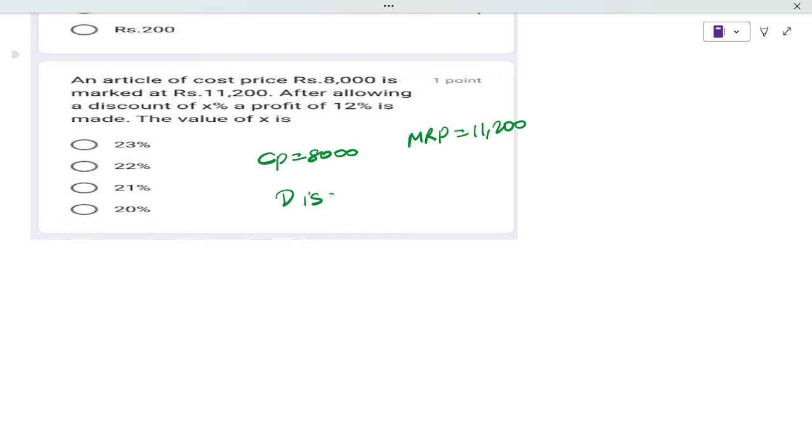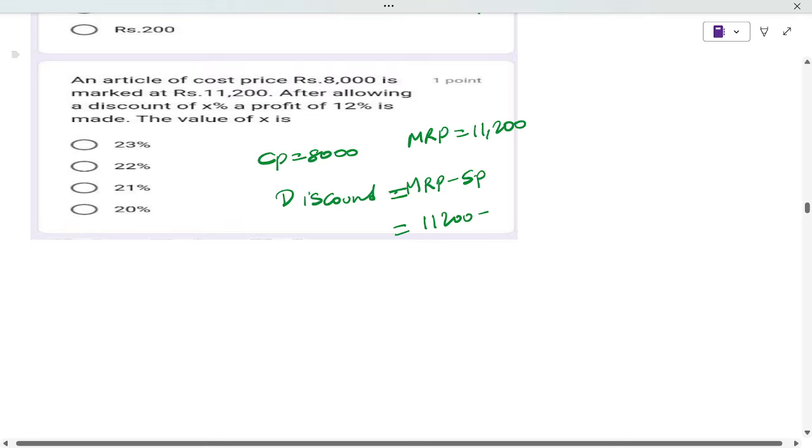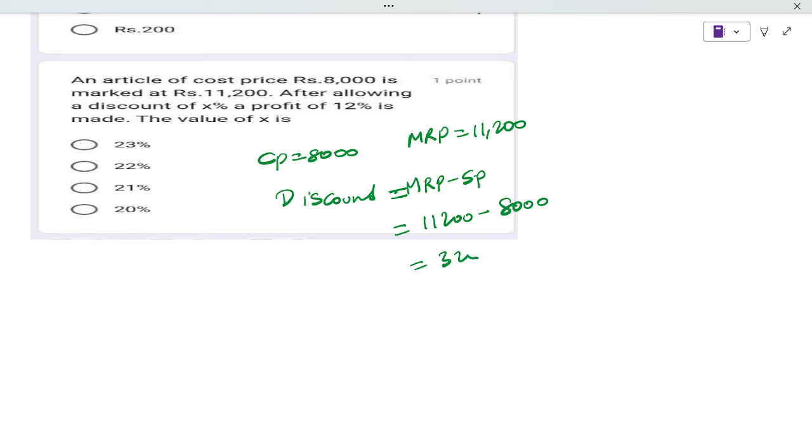The discount formula is market price minus selling price. If the market price were 100 and we sold at 80, the discount would be 20 rupees, and then we need the percentage. So here the discount is market price 11,200 minus selling price 8,000, so 3,200.